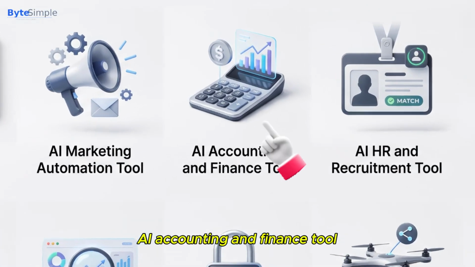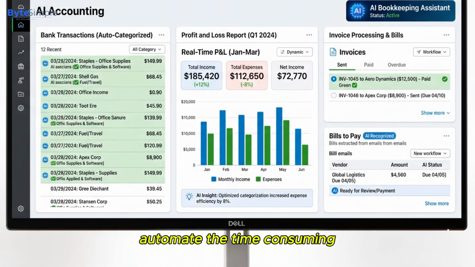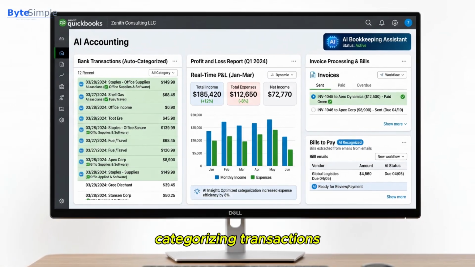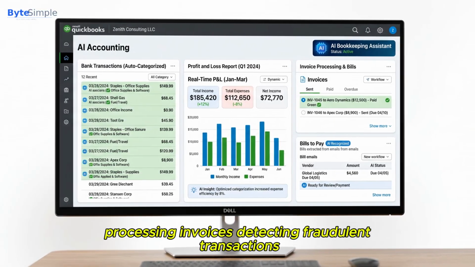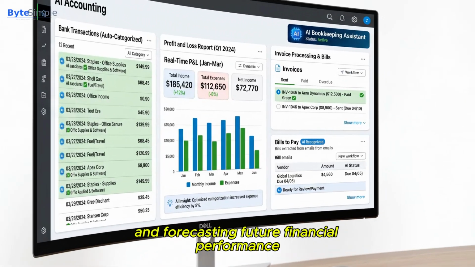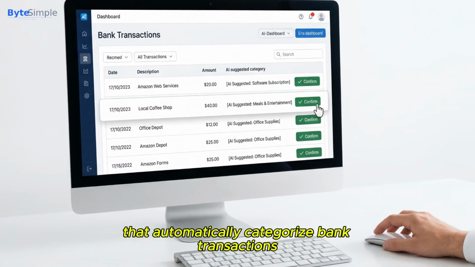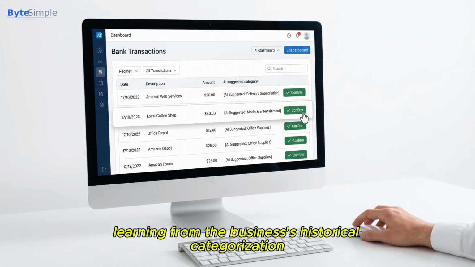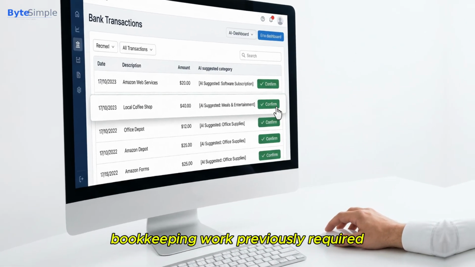AI Accounting and Finance Tool. AI accounting and finance tools automate the time-consuming and error-prone processes involved in financial management, categorizing transactions, reconciling accounts, generating financial reports, processing invoices, detecting fraudulent transactions, and forecasting future financial performance. QuickBooks and Xero have integrated AI capabilities that automatically categorize bank transactions based on learning from the business's historical categorization patterns, dramatically reducing the manual bookkeeping work previously required.